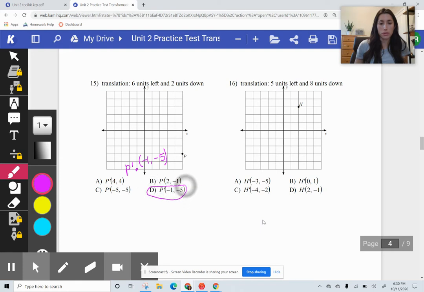If you want to, for this one, check this algebraically, you can as well. Your rule for this would be x minus 6, you're moving to the left, y minus 2. And if you wrote out your original coordinate as 5, -3, you could also just say, okay, let me take 5 and subtract 6. That'll be -1. And let me take -3 and subtract 2. And that will be -5. Okay, now you're going to try 16.